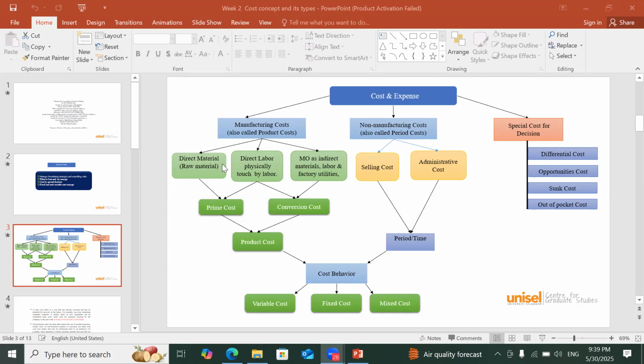Okay, this theory heading we can consider under two heads: prime cost and conversion cost. Prime cost is derived from two heads.